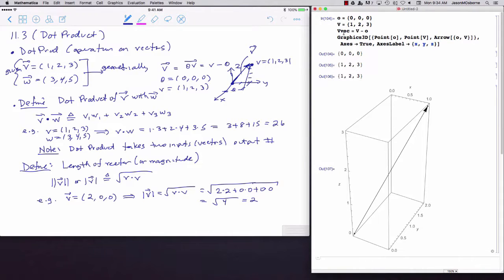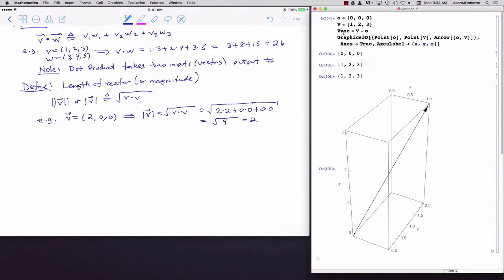Now this operation should hopefully make sense, because if you consider what this vector v looks like, this is the vector here. Our vector v was this vector that goes 2 steps from the origin in the x direction. And the length of this vector, right here, is 2. And that was this result here. So this definition for magnitude or length of the vector makes good sense.